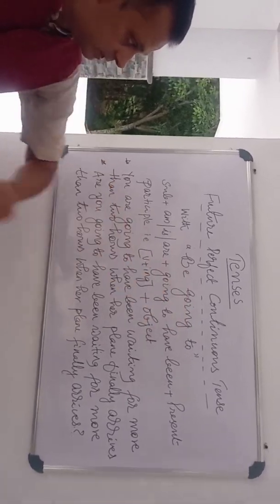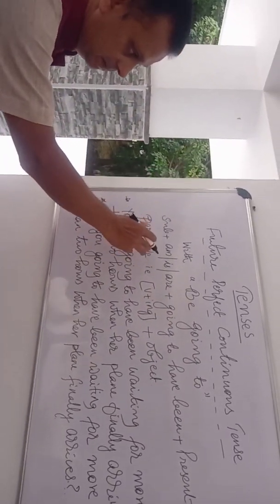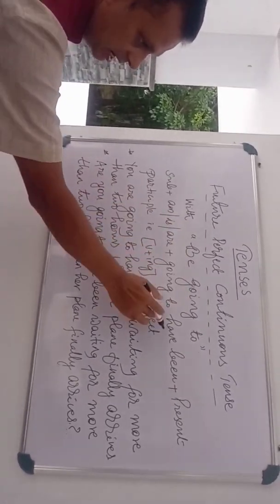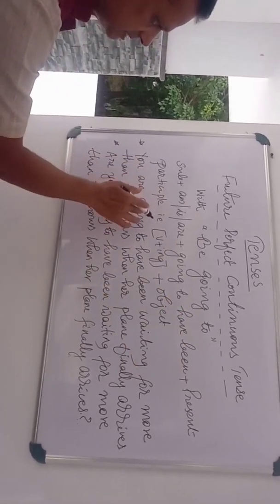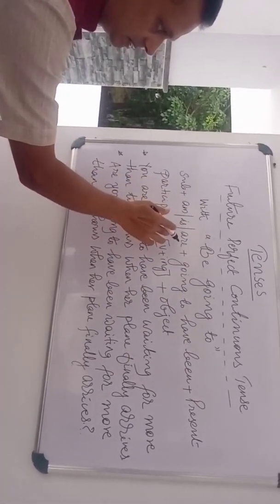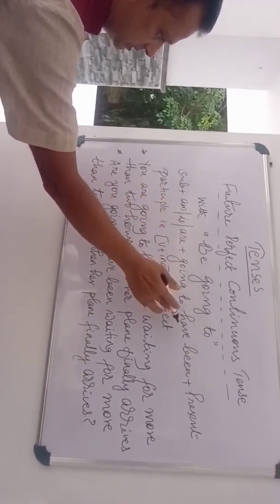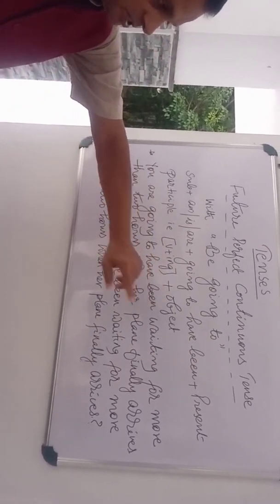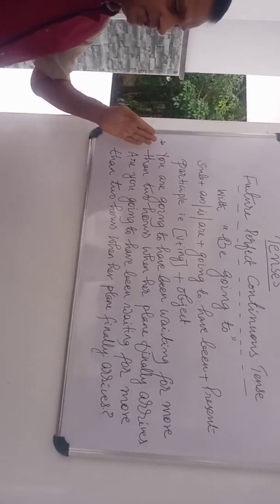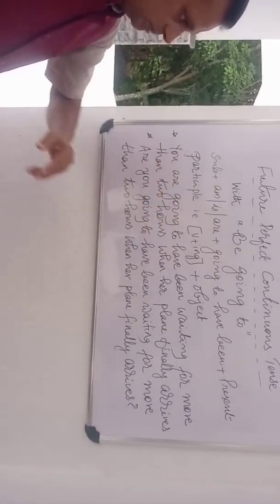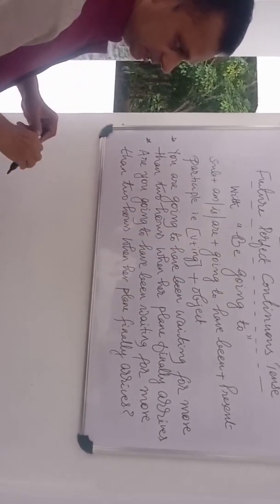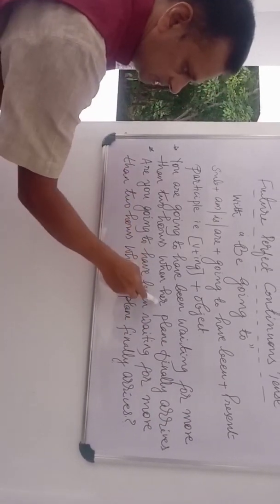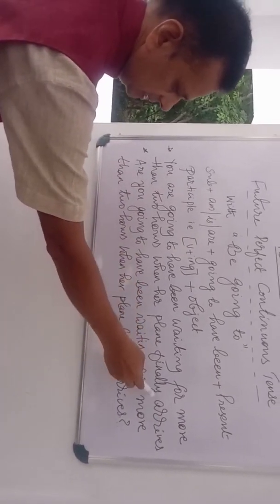The usage of be going to. That is the subject plus am, is, are plus going to have been plus present participle. Be stands for am, is, are. The present participle is verb plus ing plus object. Here let us come to the example: you are going to have been waiting for more than 2 hours when her plane finally arrives.